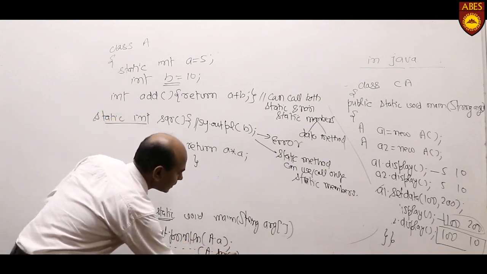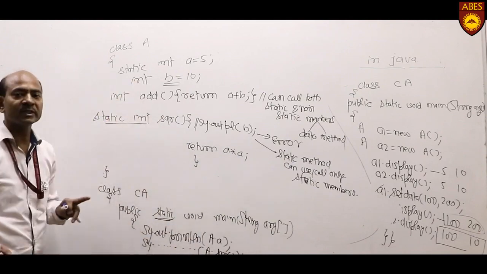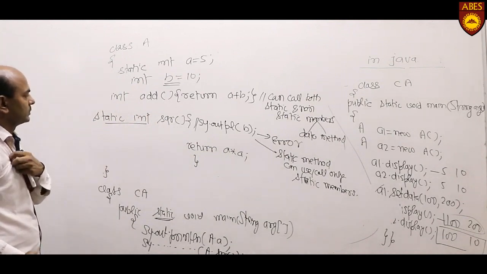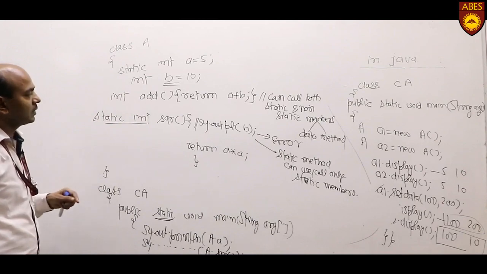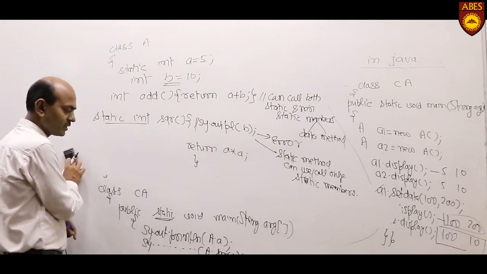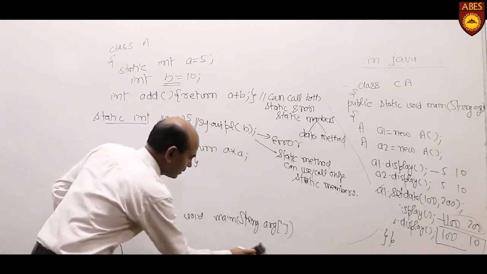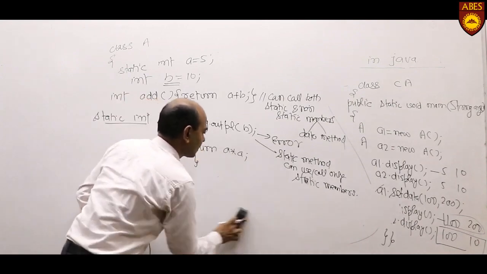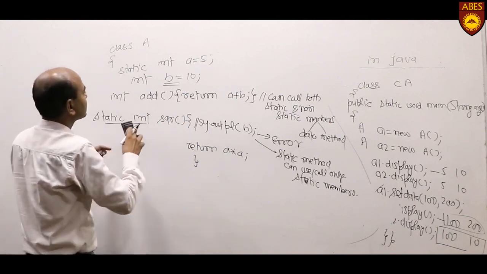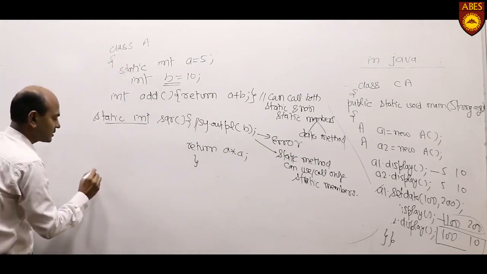a.sqr. But to call the non-static members, I have to create the object of this class, as we know already. So now I will tell you how static block is used. For that we can have another example, and in this example I am considering just one method, the main method, inside the same class.